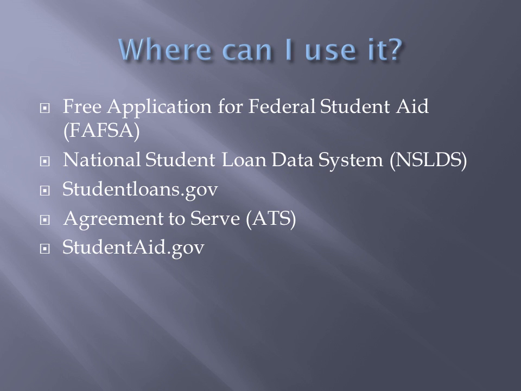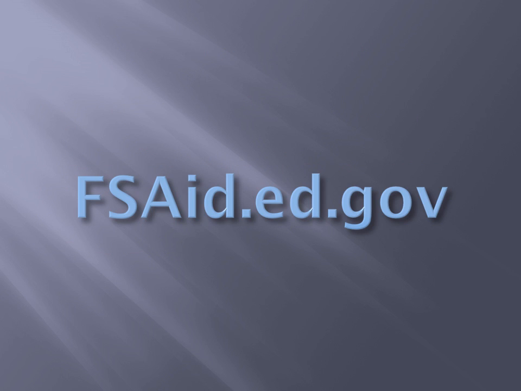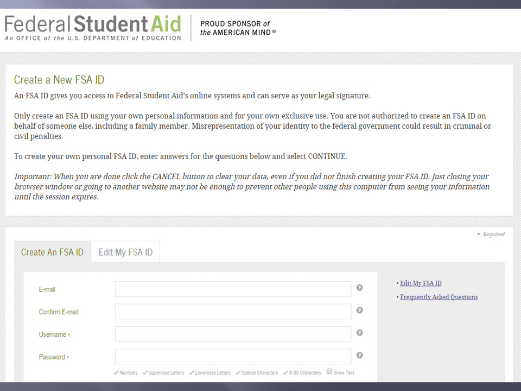In order to create your FSA ID, you will need to visit the website fsaid.ed.gov. Once you get to the website, it should look like this. Note that there are two options available on the screen: to create an FSA ID and to edit an FSA ID. Here, we will be concentrating on the creation of an FSA ID.